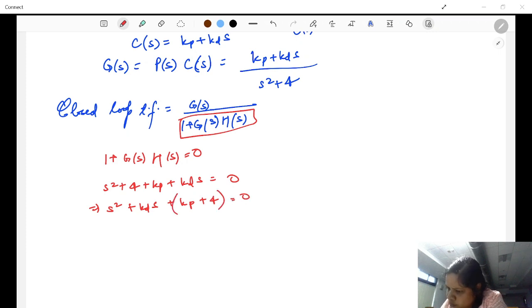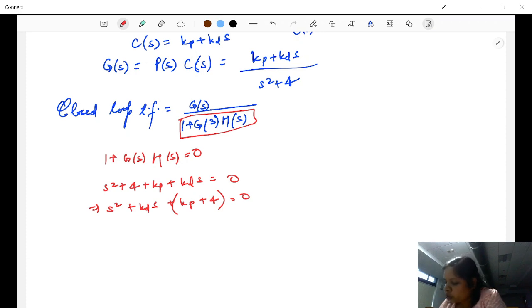Okay. Once you have this, for all roots to lie in the left half of the S-plane, this is just a quadratic equation. And we already saw that it just needs to satisfy the characteristic of a Hurwitz polynomial. For that, we just need to make sure, since it is of second order, that all the coefficients are non-zero and have the same sign.